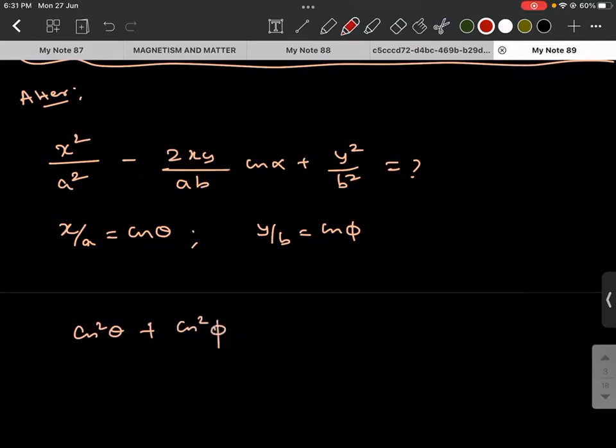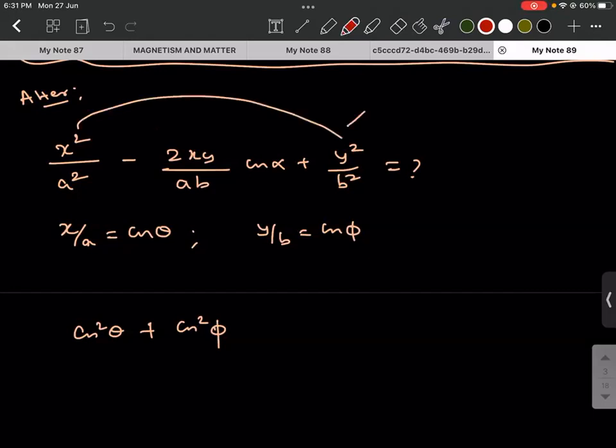Am I right? No. See, I wrote x square by a square plus y square by b square. So cos square theta plus cos square phi minus 2 cos theta cos phi cos alpha.